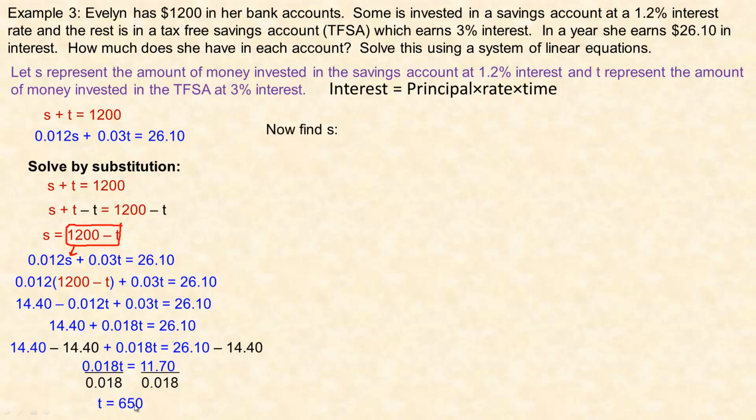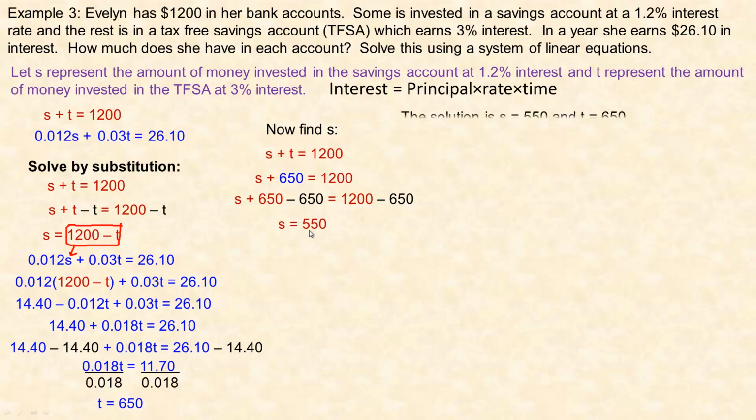So now we want to find S. So I'm going to use the first equation here. We're going to write that one down, and we're going to put 650 in place of T. So I want to solve for S. So the 650 is added to the S, so we would take away 650 from both sides. So that's gone. So 1,200 minus 650 is 550. So it looks like Evelyn has $550 in her savings account, the regular savings account.